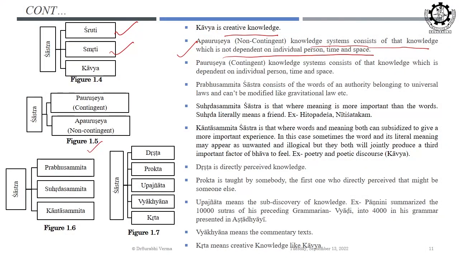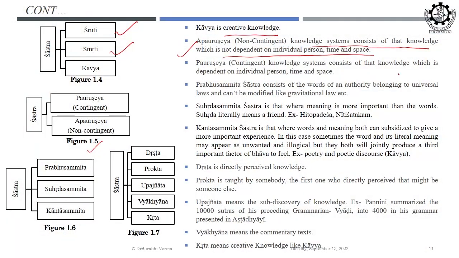And Vedic literature in both parts, Agama Shastra and Nigama Shastra, both can't be dated back. They both can't be made the copyright material of any person. That is why they are aparusheya. And then next is Paurusheya. The Paurusheya knowledge system consists of that knowledge which is dependent on an individual person, time and space, like Kalidas.